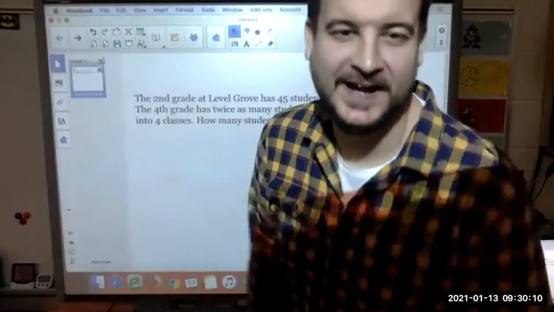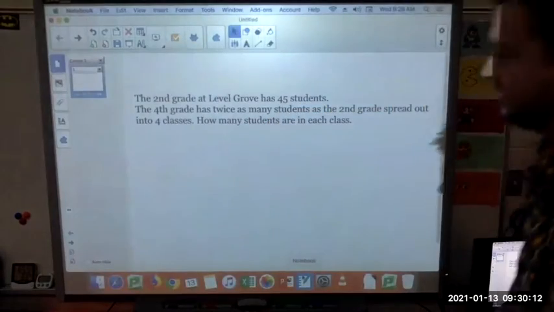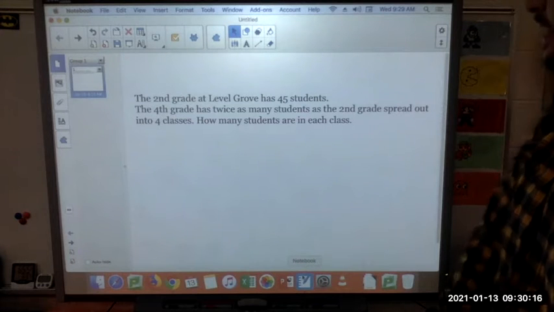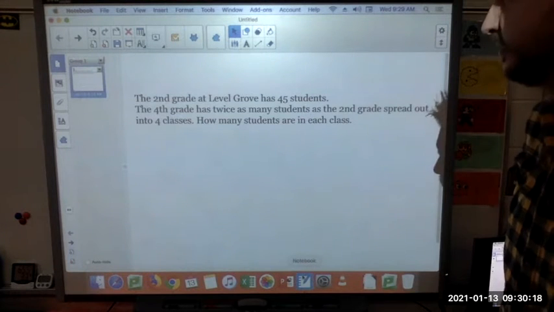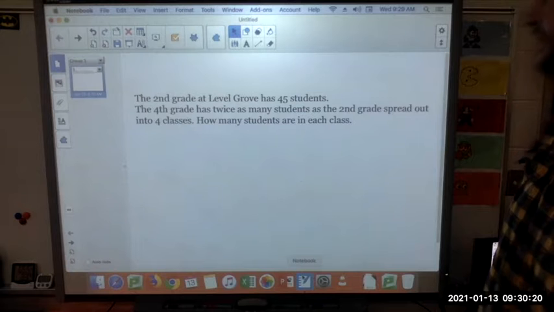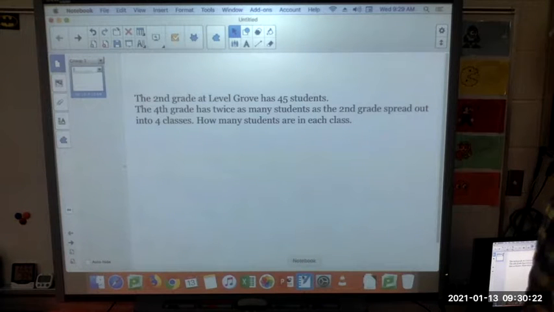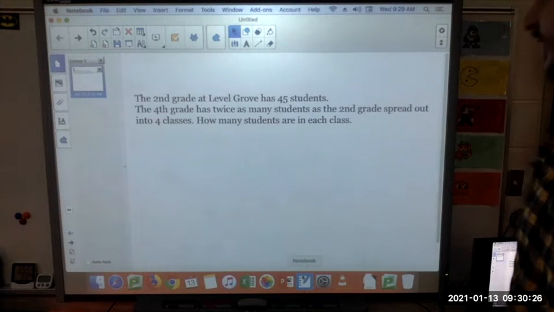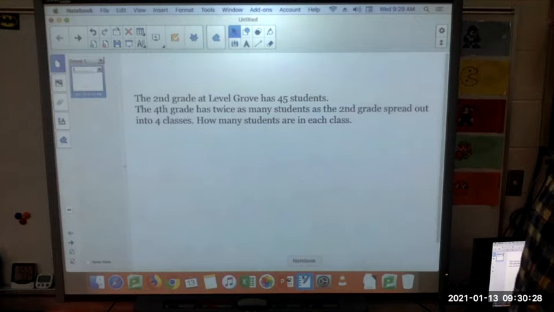The question says today, the second grade at Level Grove has 45 students. The fourth grade has twice as many students as the second grade, spread out into 4 classes. How many students are in each class?